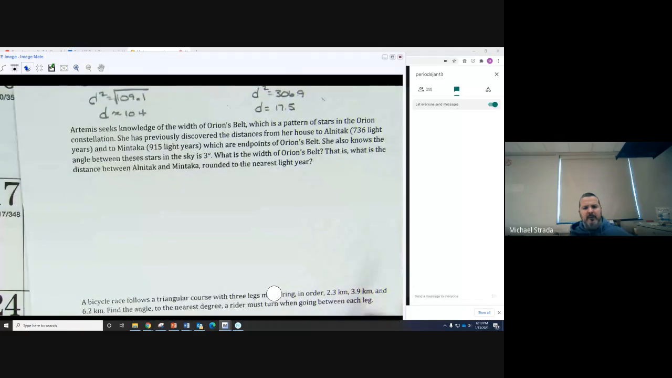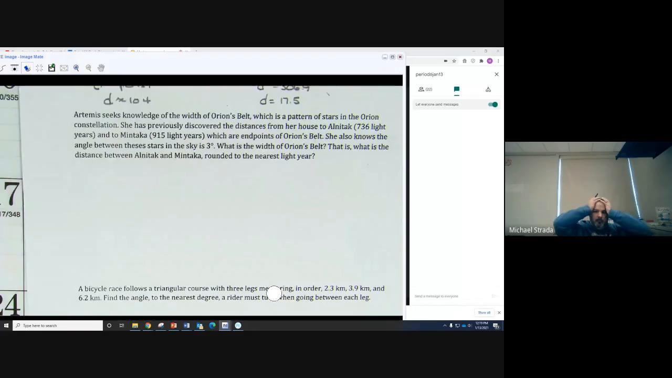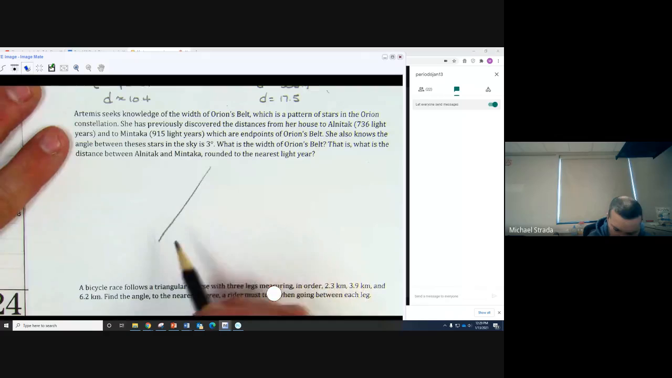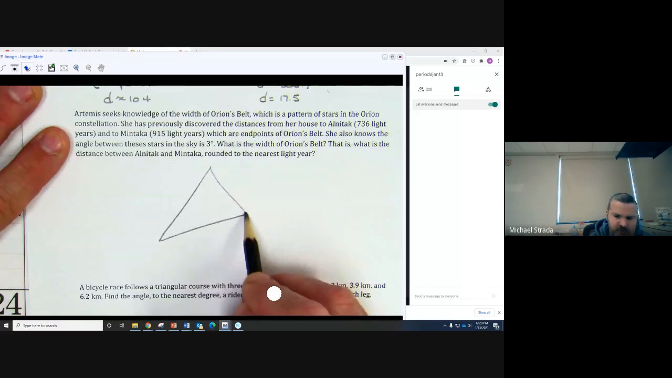Next up, Artemis seeks knowledge of the width of Orion's belt, which is a pattern of stars in the Orion constellation. She has previously discovered the distances from her house to Alnitak is 736 light years and to Mintaka 915 light years, which are endpoints of Orion's belt. She also knows the angle between these stars in the sky is 3 degrees. What is the width of Orion's belt? That is, what is the distance between Alnitak and Mintaka to the nearest light year? So I have myself a triangle.